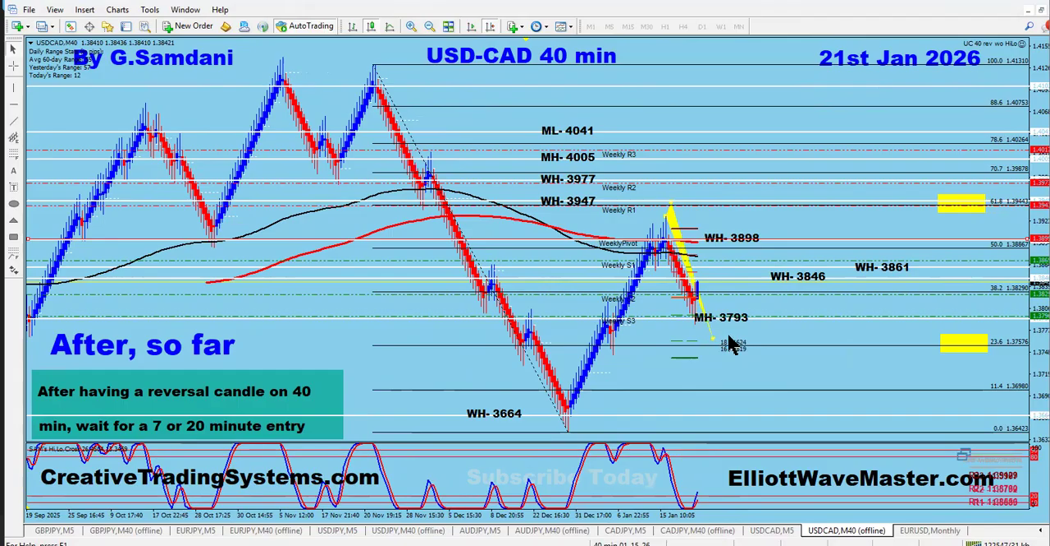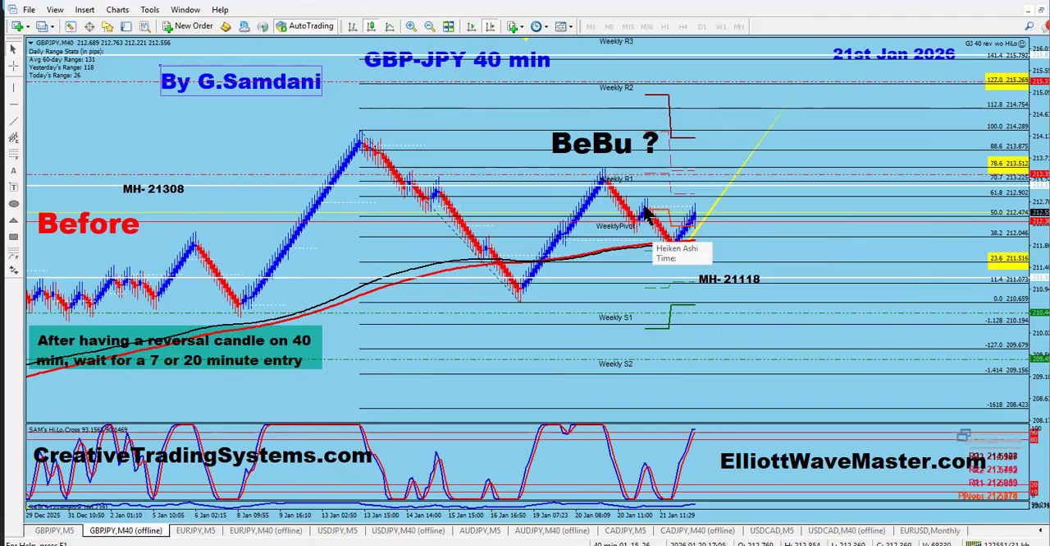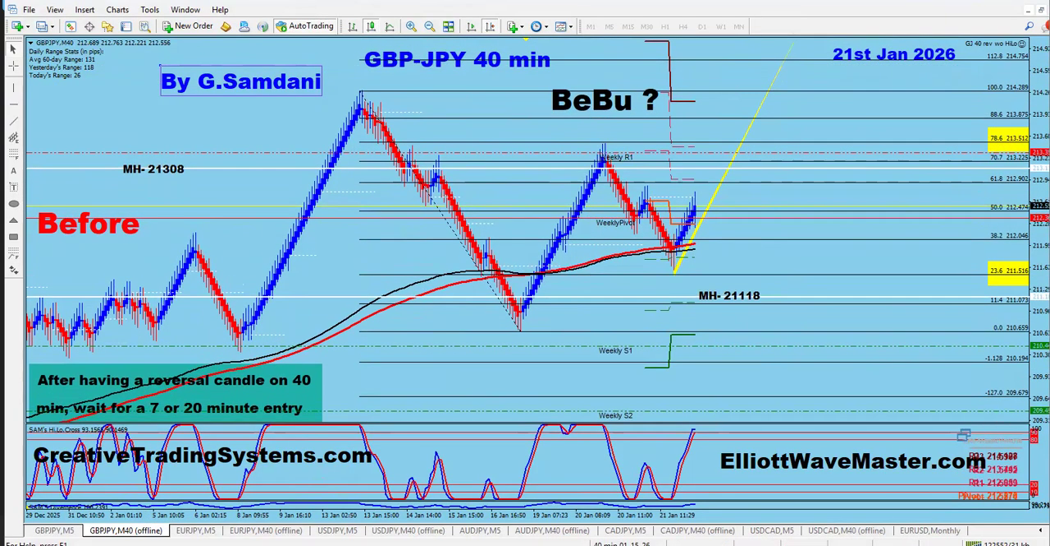But I think you still have a chance to come down after, bounce a little bit. 38.46 may stop and then send it to the downside. Now, how are the other things doing? I made this chart yesterday and posted it on my Telegram for my subscribers. BBU means bearish butterfly, and this is what it is.